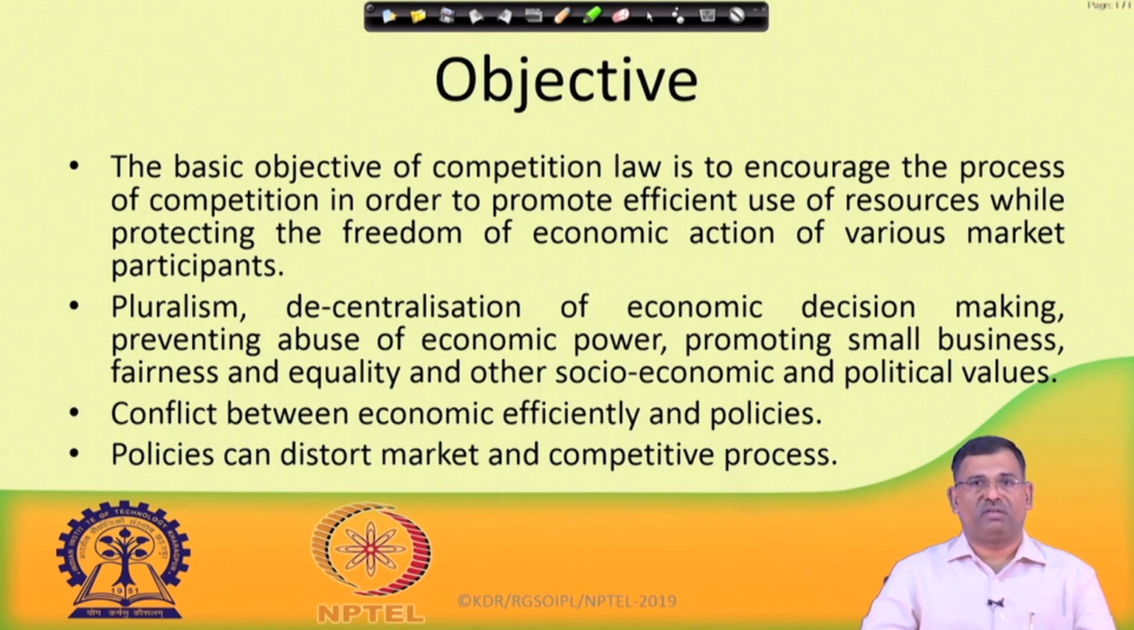So, there can be big businesses and small businesses that go hand in hand, and there must be a harmonious relationship between the big business firms and small business firms. So, this conflict between economic efficiencies and policies, they always fight each other. Because if there are more regulations and policies, it will severely affect the economic efficiency of the working of the companies.